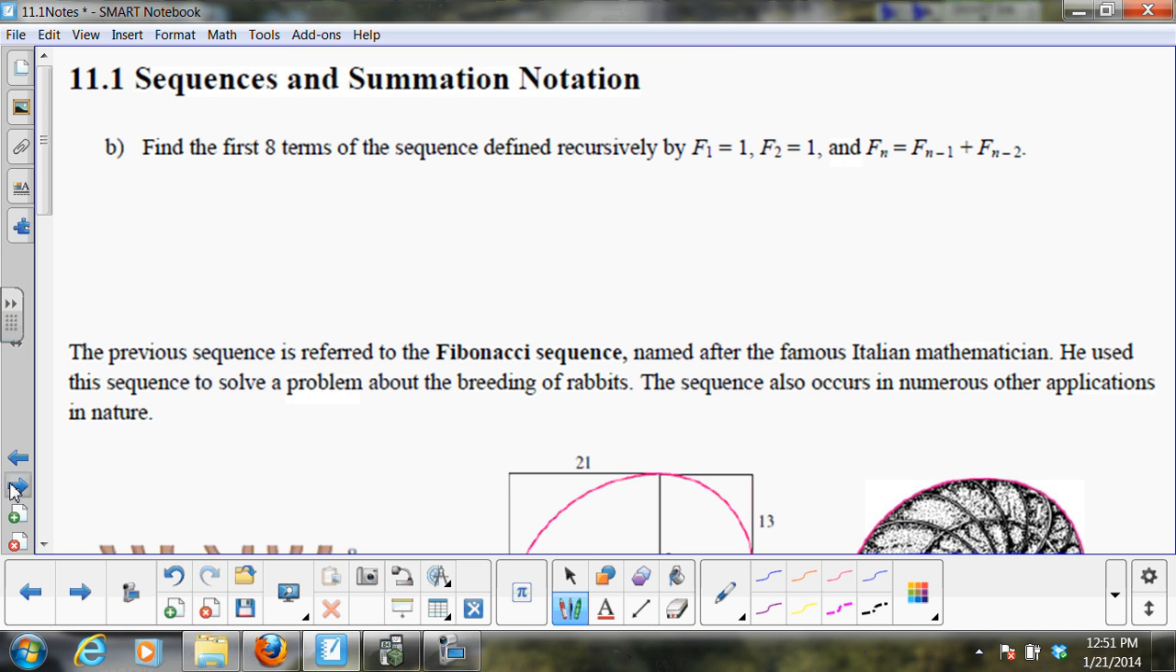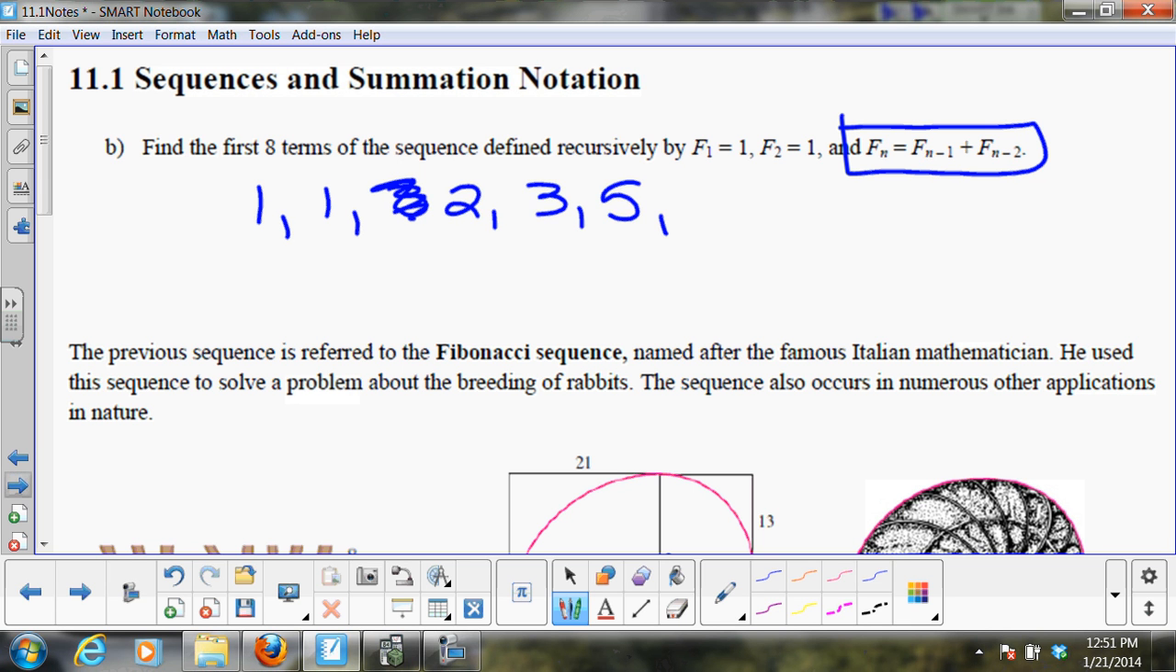And we have this recursive one, but they just changed our first 2 terms to be 1 and 1. 2 is the next one, because 1 plus 1 is 2. And 3, 5, 8, 13, 21. This is a special sequence. It's called the Fibonacci sequence right there.